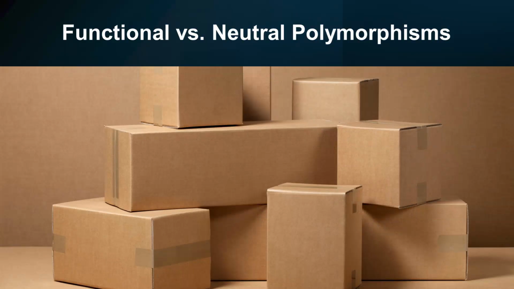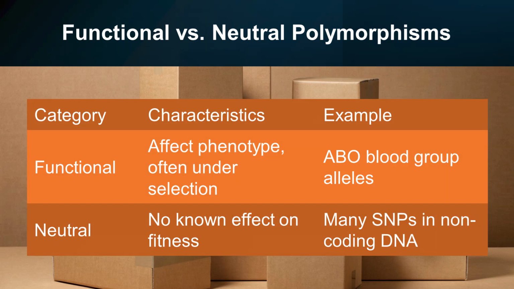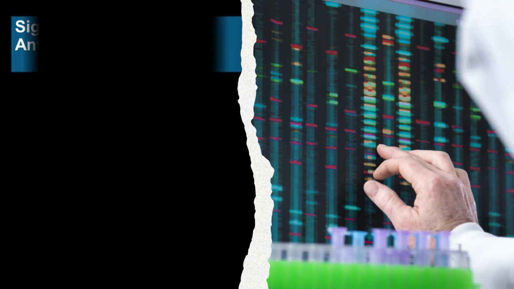Functional versus neutral polymorphisms. Functional: has an effect on phenotype, often under selection, for example ABO blood group alleles. Neutral: no known effect on fitness, for example many SNPs in non-coding DNA.